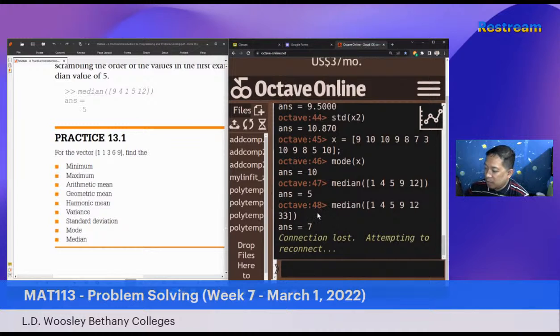So we have here the minimum. Let's compute this. Yeah, we'll try to compute this.